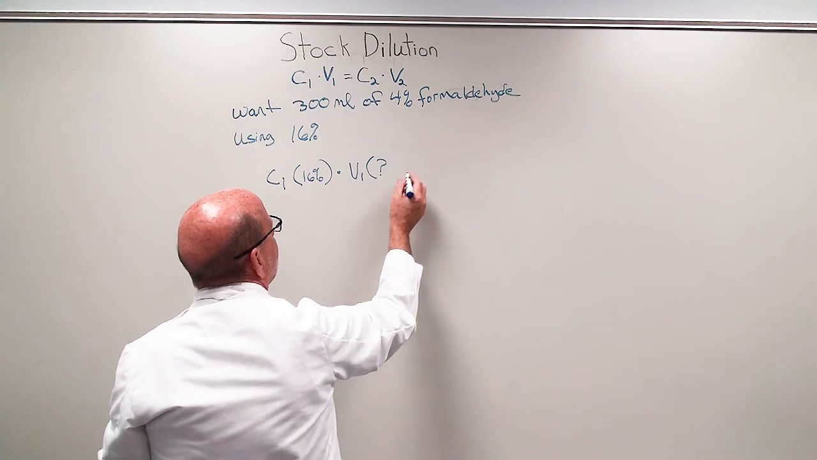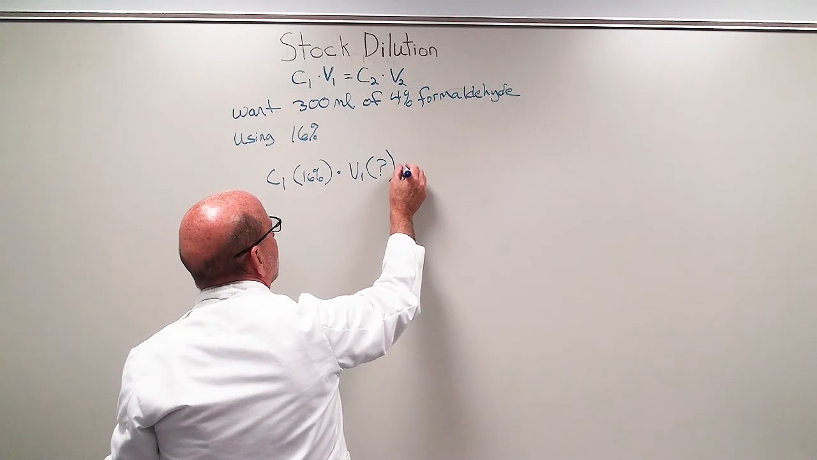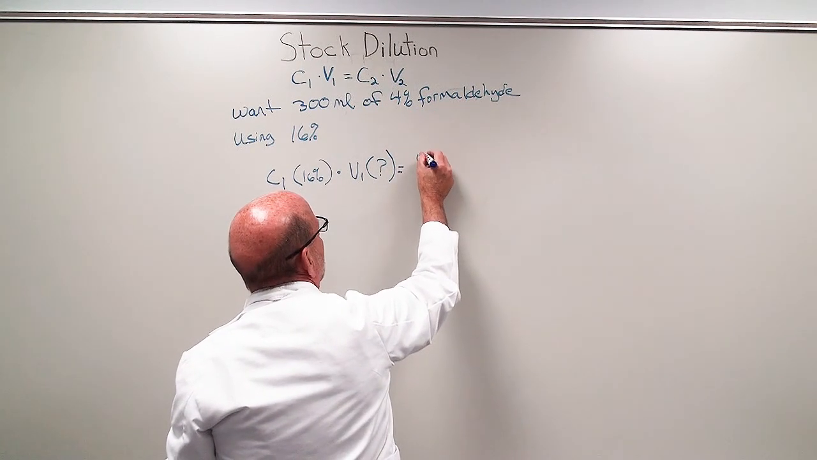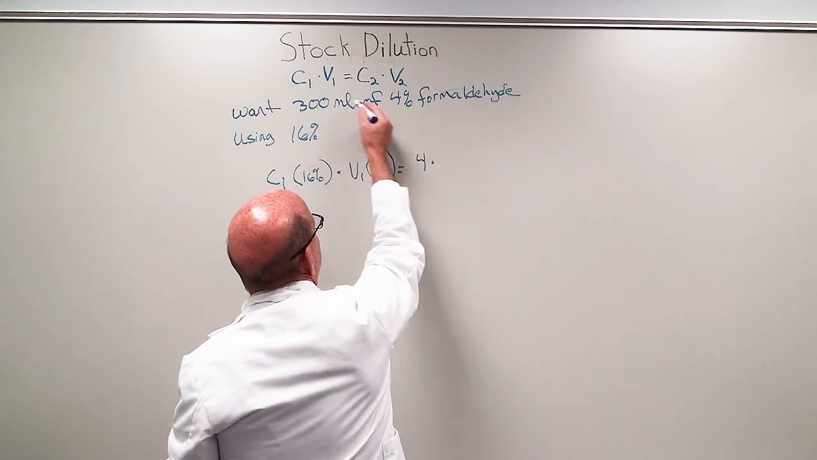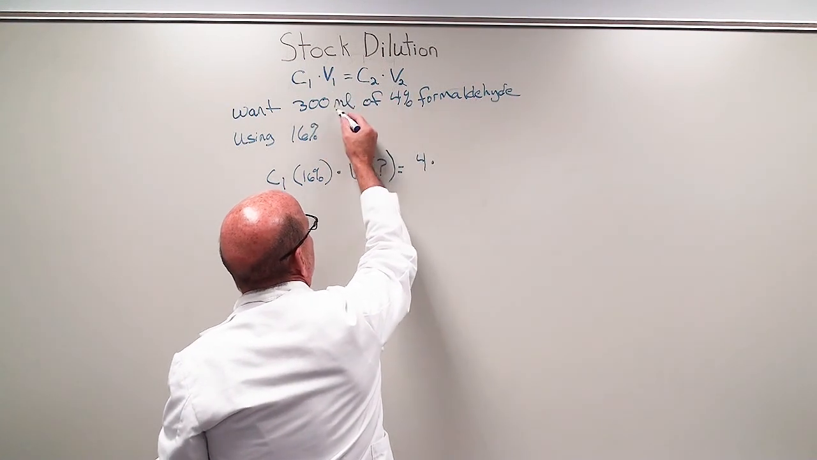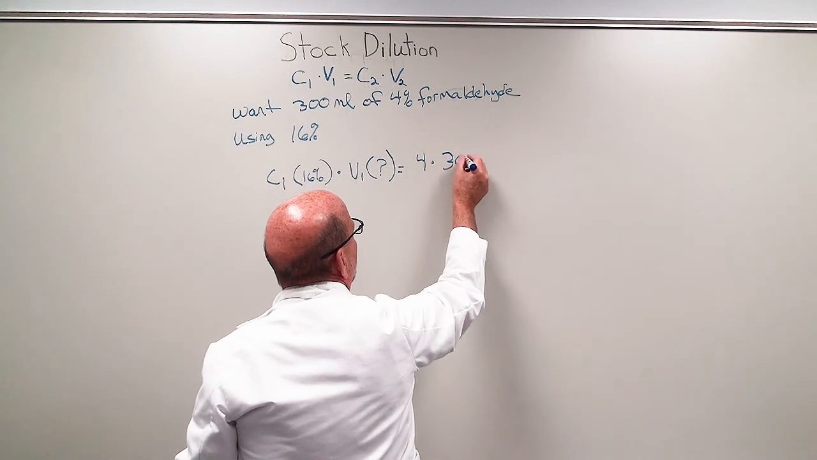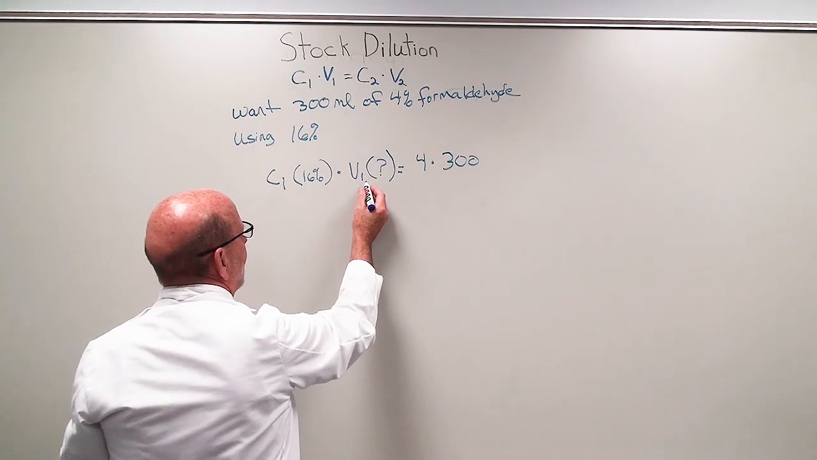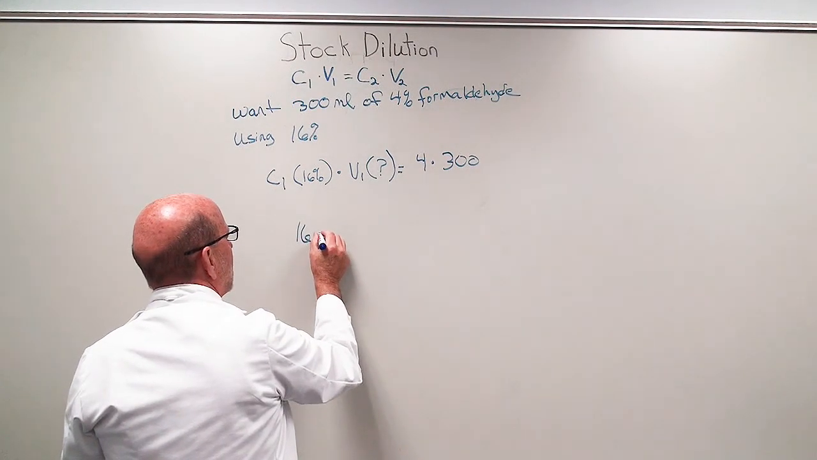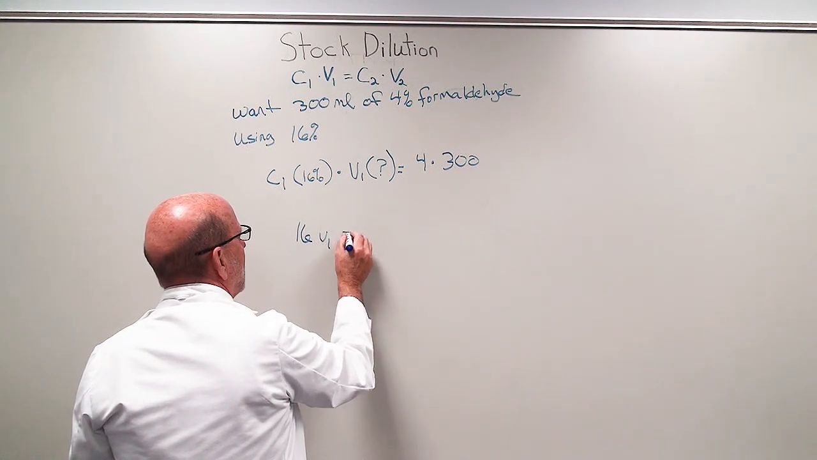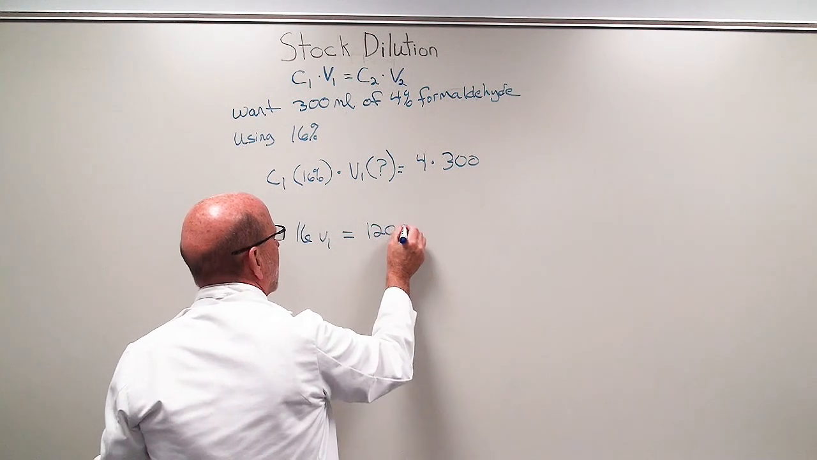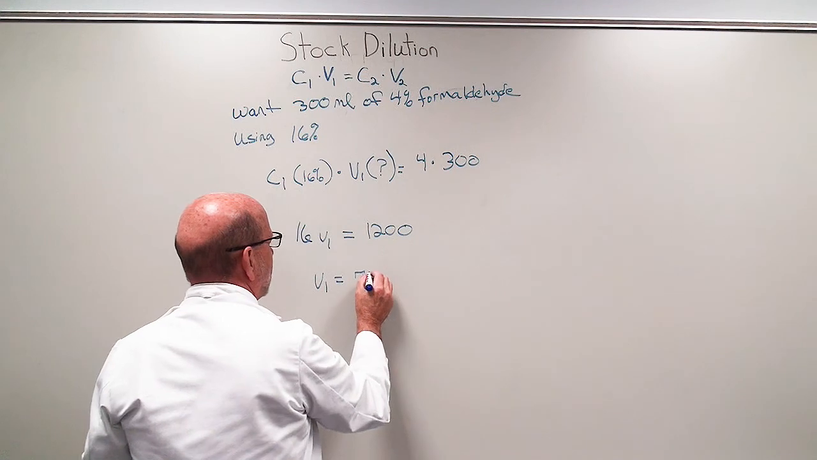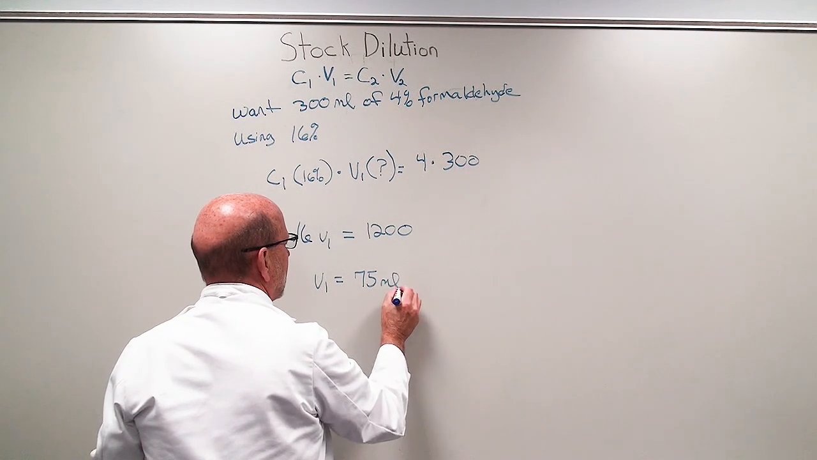So I'm going to just put a little question mark in there. Now that equals the other side of our equation. The 4% concentration is our C2 times the volume, which is 300. So that turns out to be 16 times V1 equals 1200. So the V1 equals 75 mLs.